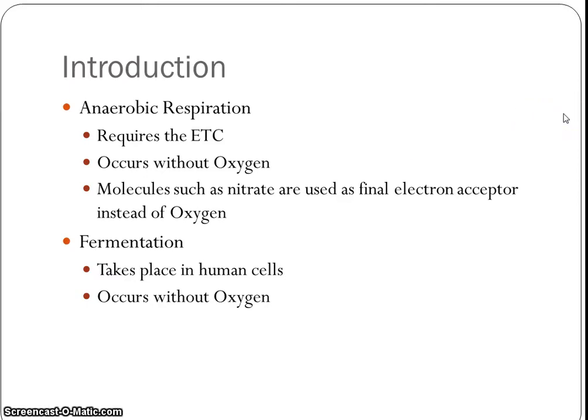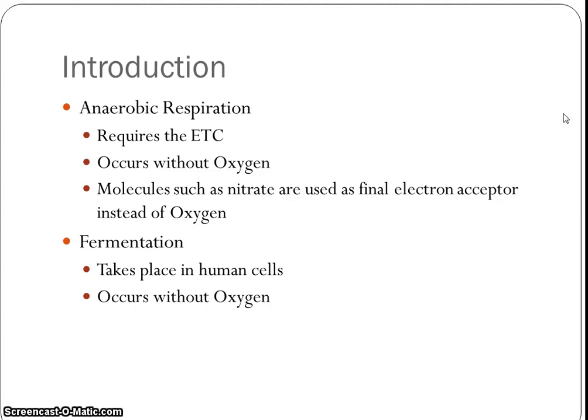Anaerobic respiration requires the electron transport chain. However, it does not require oxygen. In aerobic respiration, oxygen is required. But in anaerobic respiration, molecules such as nitrate are used as the final electron acceptor instead of oxygen.